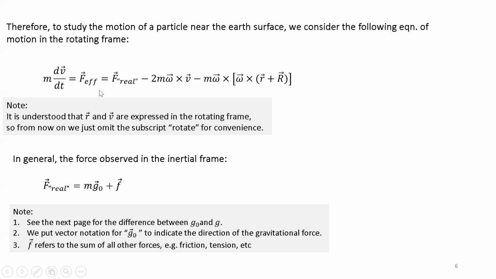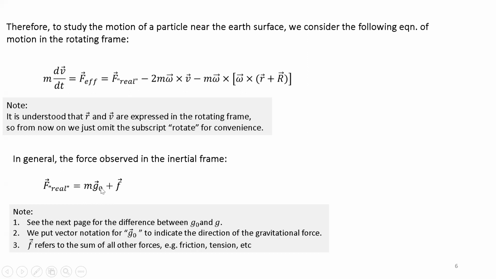So now the real force. What could the real forces be? The one real force that we will never get rid of is gravity, the mg. Here you can see that I put g naught instead of just g. I'll explain why, but at least you know this is the gravitational force anyway.